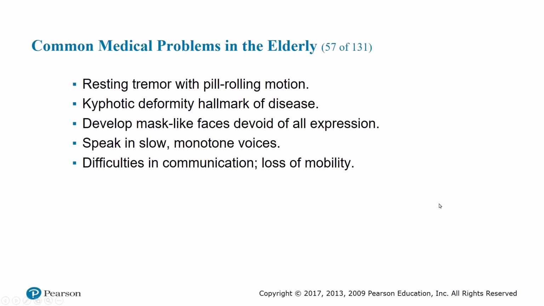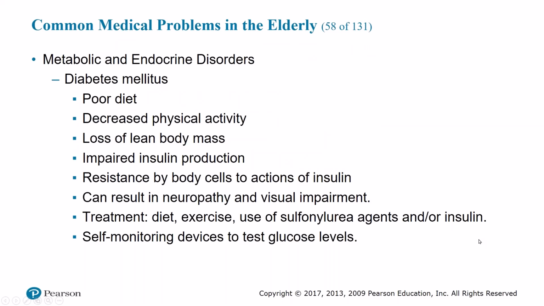Again, they speak in slow, monotone voices, so you can see that, as well as they have problems in overall communication, and they lose their mobility over time. Some of the big ones that you guys have become familiar with, but again, we see more prevalence in the elderly. Diabetes mellitus, these individuals, it can be broken down into 2 types. DM could be type 1, insulin-dependent diabetes, or type 2, non-insulin dependent diabetes. But regardless, as diabetics, we typically have a poor diet, decreased physical activity, loss of lean body mass. We get a lot of obesity.